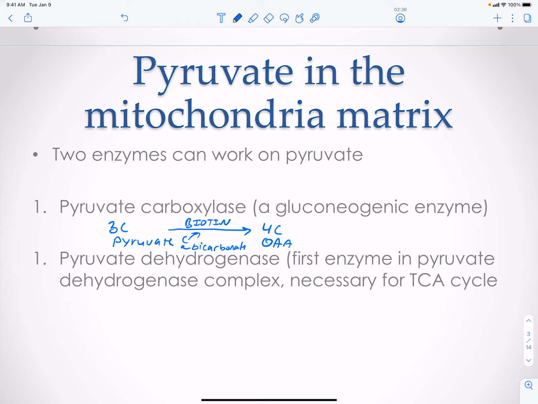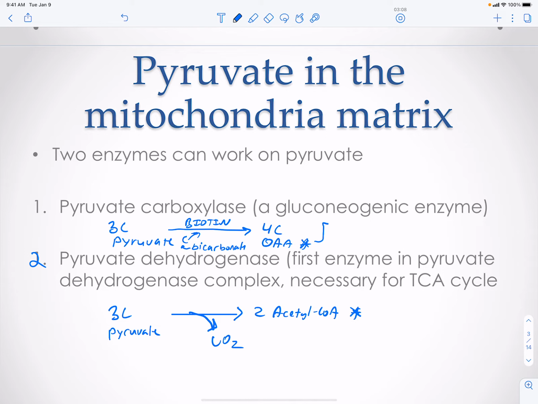And then we also have pyruvate dehydrogenase, which is what we're going to discuss here. Pyruvate dehydrogenase is going to take the 3-carbon pyruvate and it's going to generate a 2-carbon acetyl-CoA. And so a carbon is going to be lost as carbon dioxide. And so acetyl-CoA is going to enter the TCA cycle. Now, oxaloacetate here can also enter the TCA cycle, or it can do other things. So this can go to TCA or other. The fate of acetyl-CoA is going to be the TCA cycle.